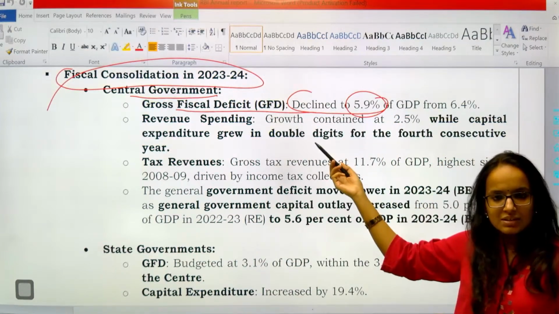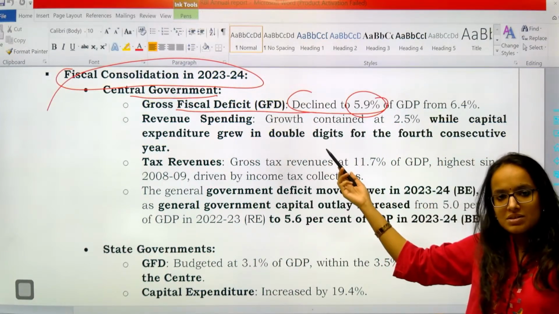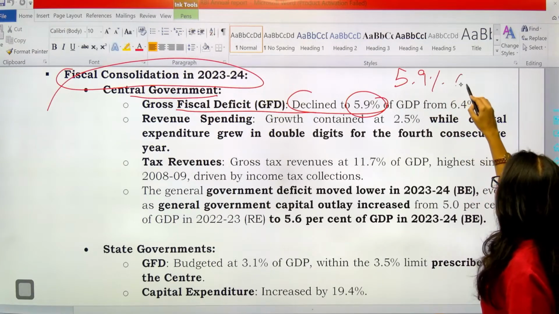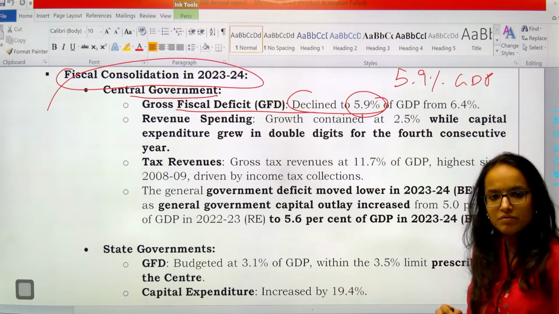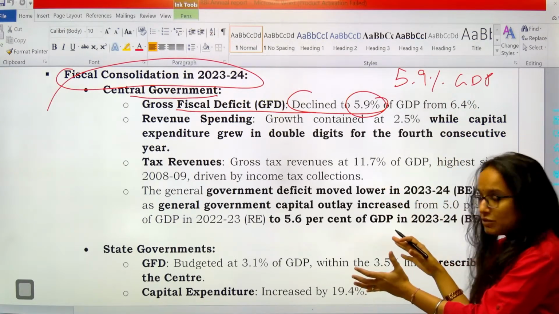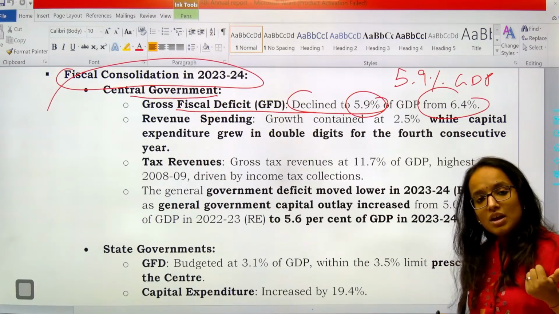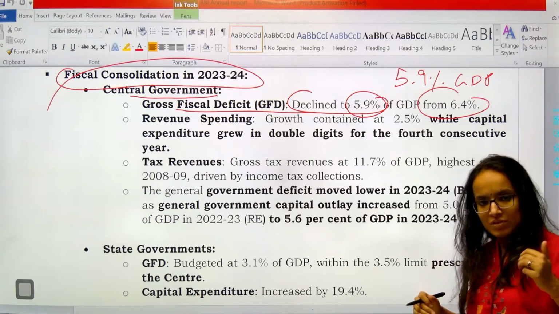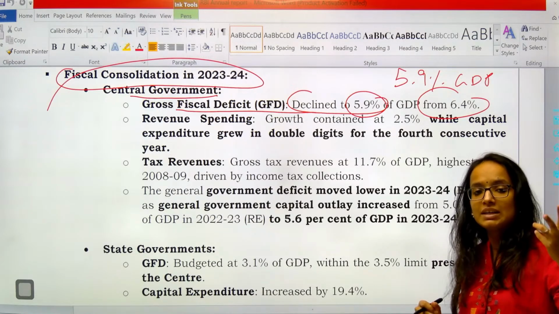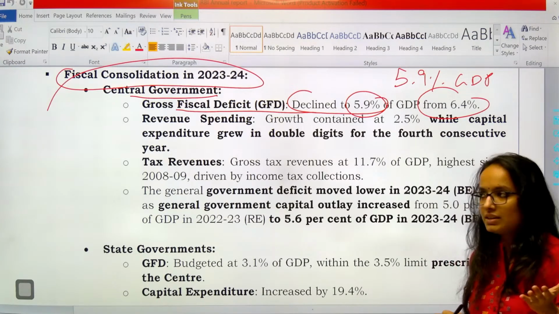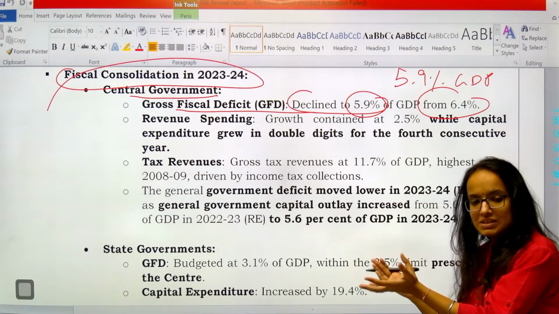As we have discussed in our editorial analysis classes as well, presently the fiscal deficit is 5.9% of GDP. It has declined to 5.9% from an earlier 6.4. It was much higher earlier, but it has declined now, which is a good sign because it reflects that government borrowings will get reduced. Do you understand that?